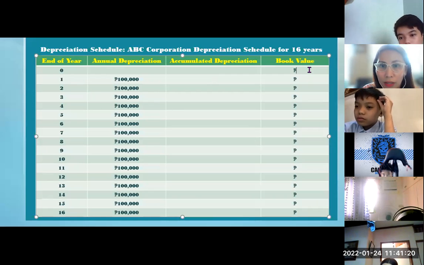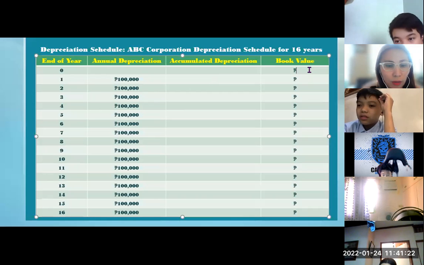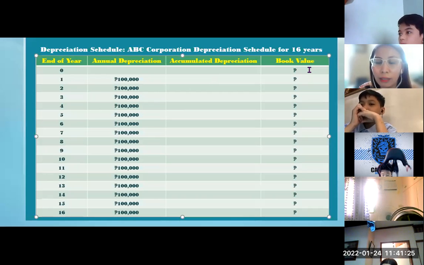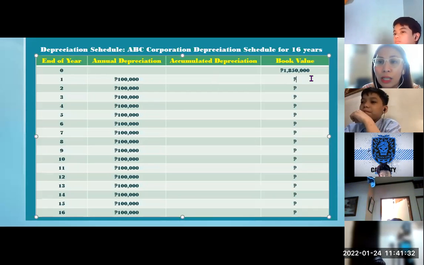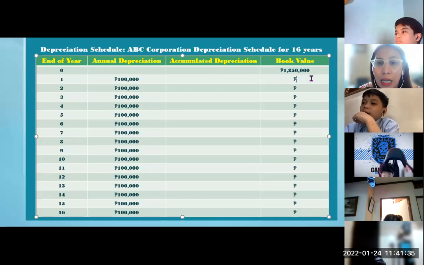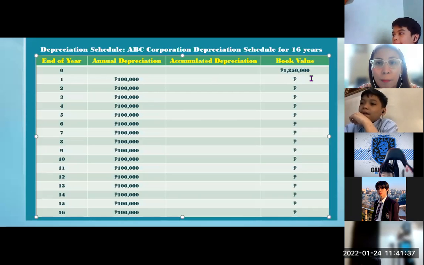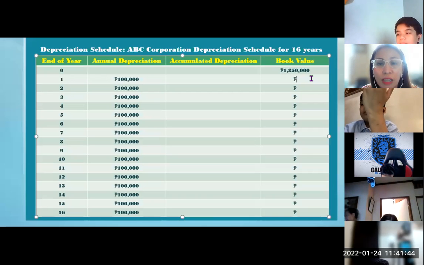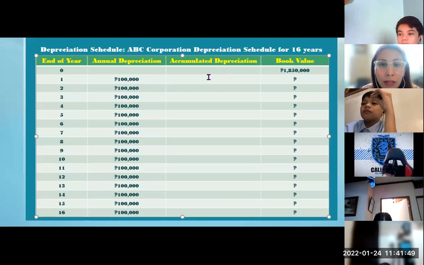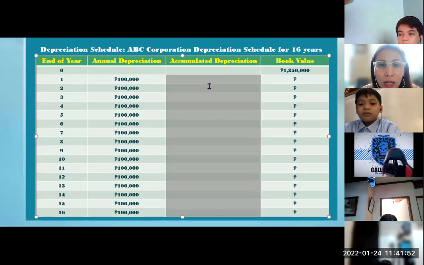1,850,000. Okay, correct. Very good. It's 1,850,000 pesos. Yan po yung unang amount na kailangan i-record or i-list ng accountant or bookkeeper sa kanyang accounting book. It's 1,850,000. Yan yung initial amount. Now, lagyan din natin ng amount.